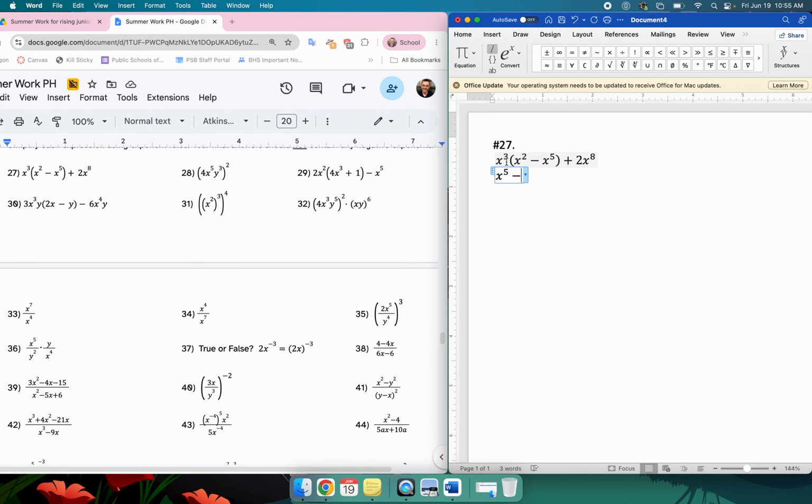You're using this exponent rule right here to do that. Minus x to the 3rd times x to the 5th is going to be x to the 8th. Again, you're going to add those exponents. Then we have the plus 2x to the 8th at the end here.